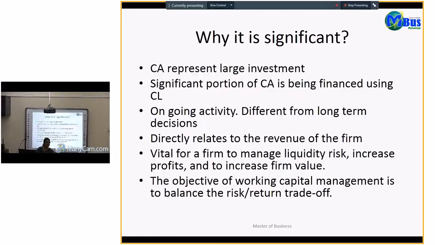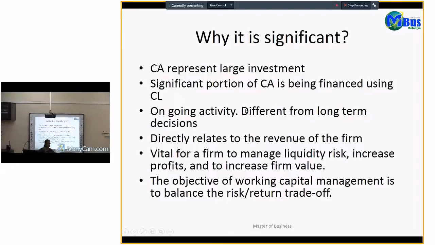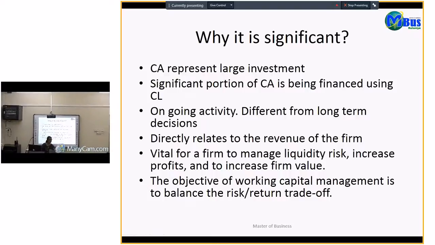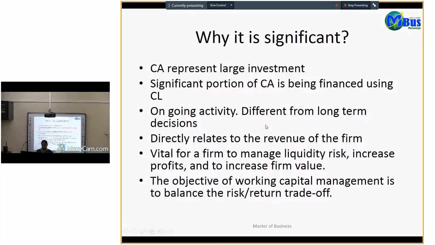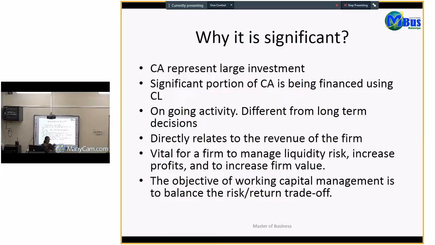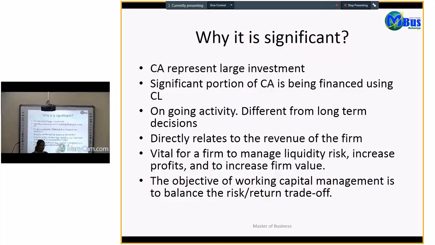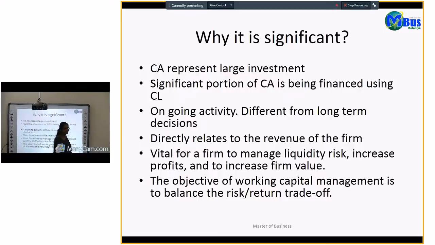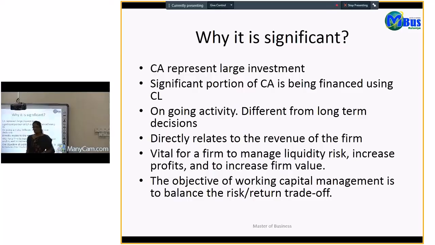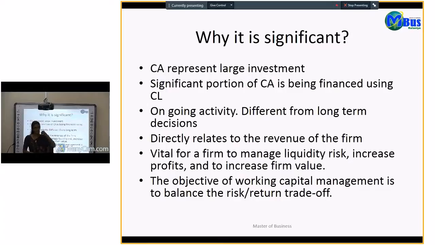As the financial manager, management of short-term finances, managing current assets and liabilities throughout the year, directly relates to the revenue of the firm. We can understand that if you lock too much money in your stocks, your profitability will be decreasing, right? Therefore, this directly relates to the profit of the firm, ultimately the value of the firm, right?